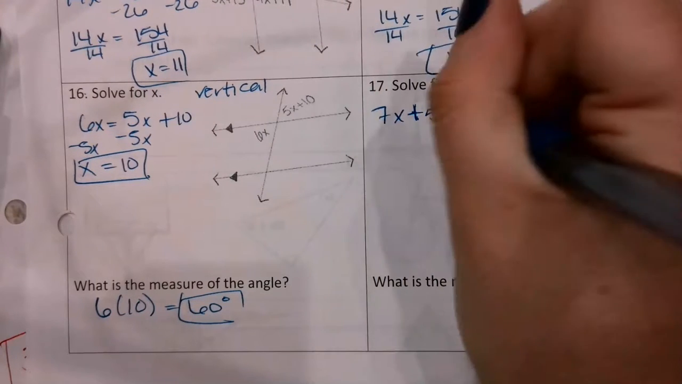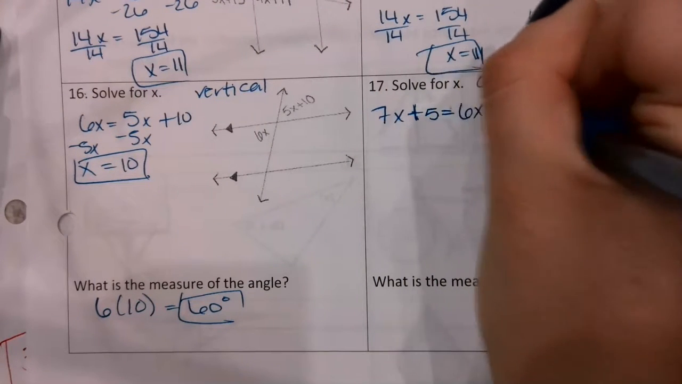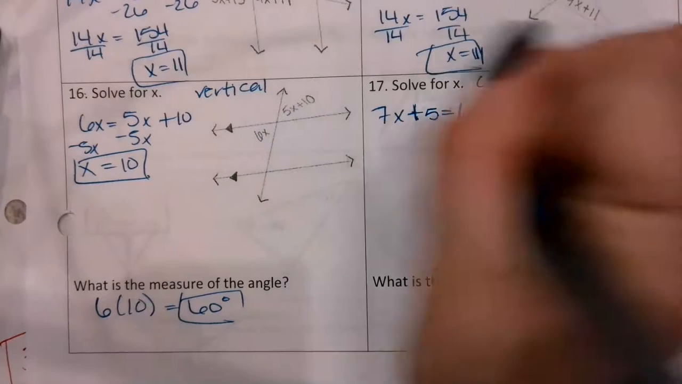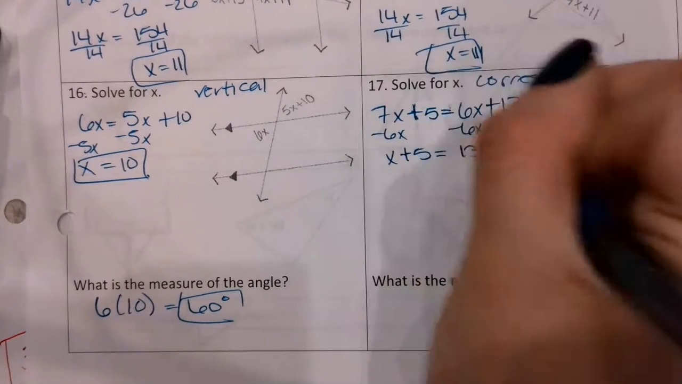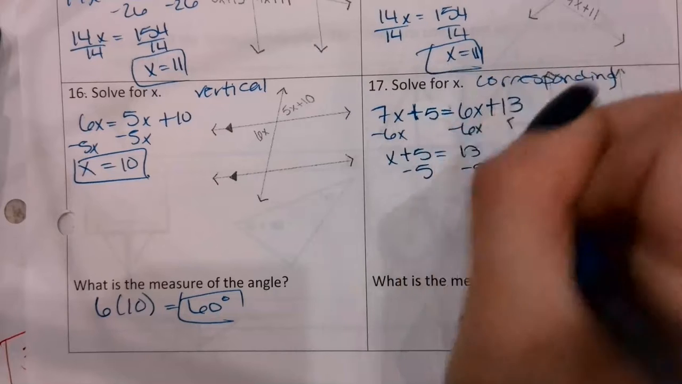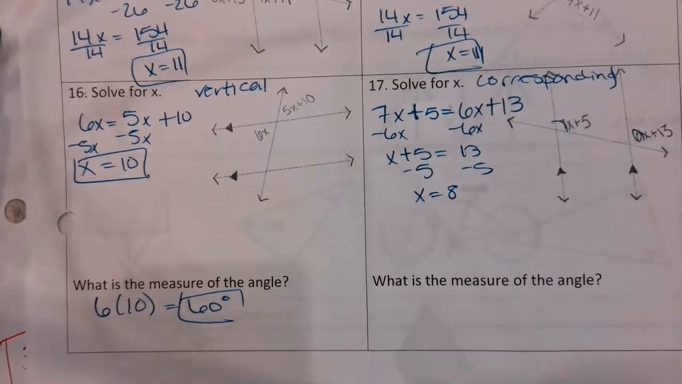Equals 6x plus 13. Okay, then I'm going to subtract 6x on both sides. I get x plus 5 equals 13. I subtract 5 on both sides. I get x equals 8.